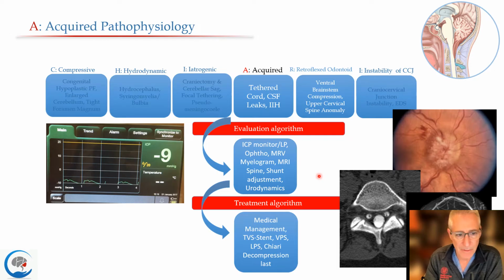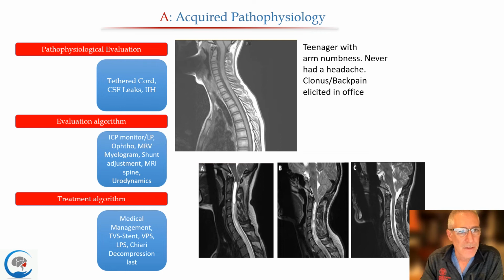But the examples here run across the board. So depending on what you think the physiology might be leading to the acquired herniation, that workup evaluation algorithm might be slightly different. And the medical management, surgical management is all going to happen before Chiari decompression. That would be a last resort and is usually not necessary in some of these situations. So I'll show an example here.